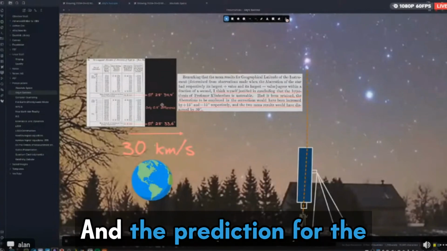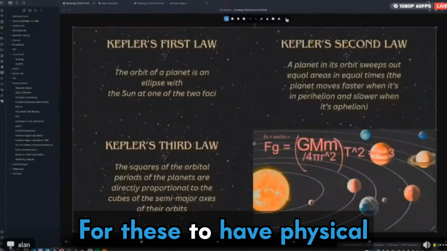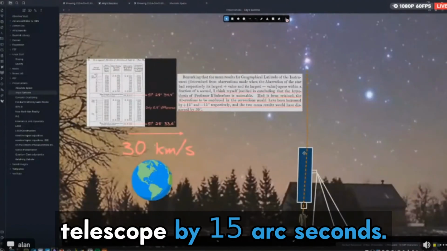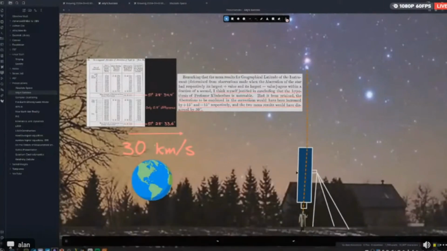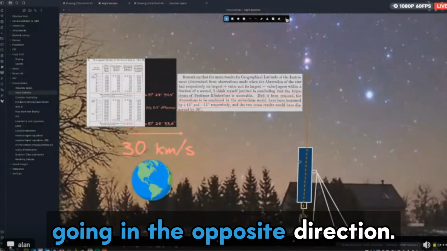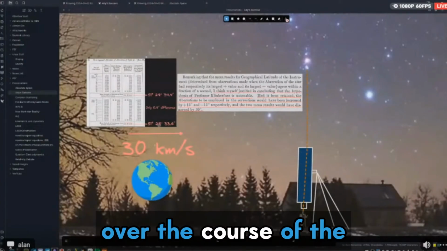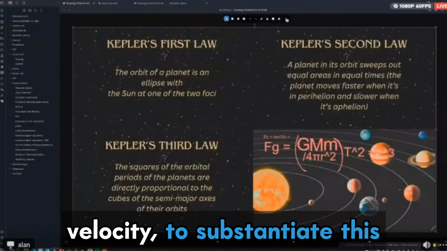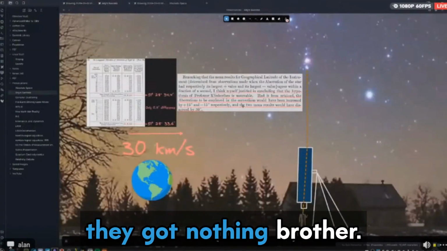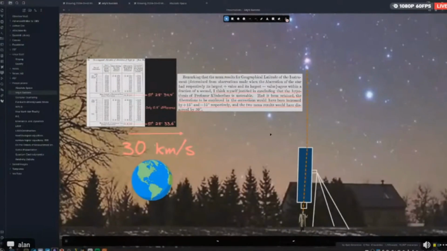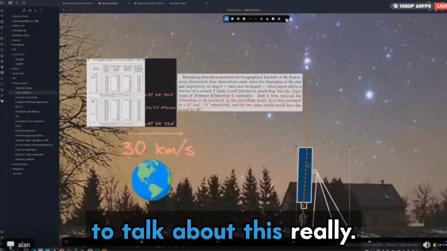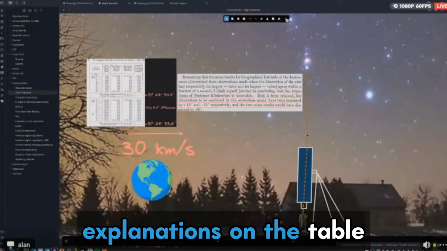Almost nothing. And the prediction for the heliocentric model, for these to have physical meaning, was that they were going to have to tilt the telescope by 15 arc seconds. Yikes. And then later in the year, they would have to tilt it 15 going in the opposite direction. So a total of 30 arc seconds over the course of the year to substantiate this velocity, this model, this philosophy. And they got nothing, brother. Nothing. And the only way that they could explain it is they said, okay, we're just never going to talk about this really. Because the only explanations on the table at the time were these.